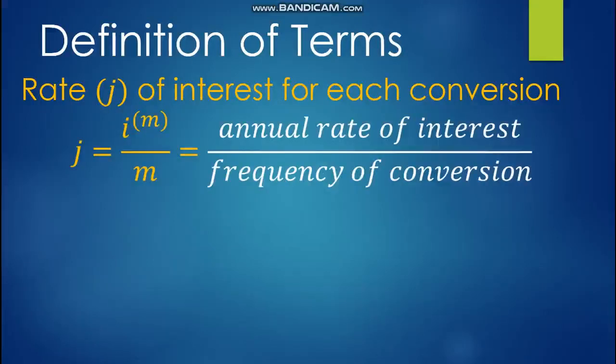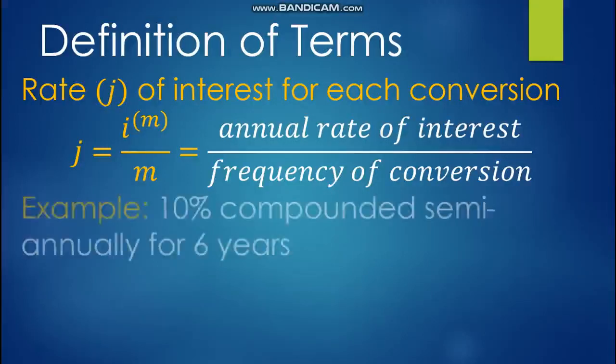So the formula is j equals i over m, where i is the annual rate of interest and m is the frequency of conversion. Again, we have an example: 10% compounded semi-annually for 6 years. What will be the rate of interest for each conversion?